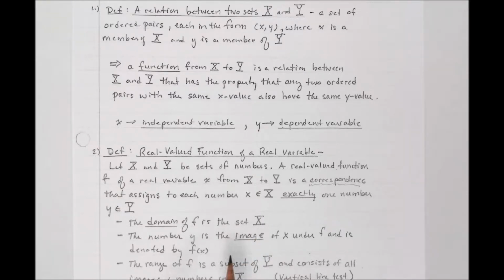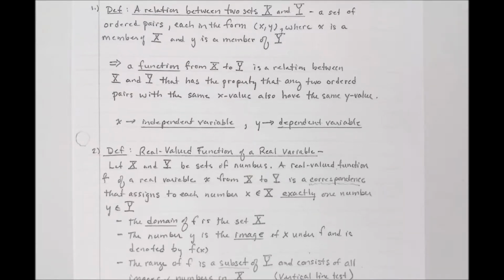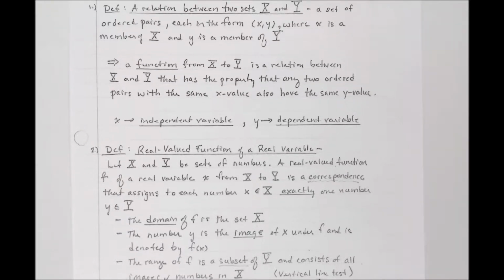However, set Y is not the range necessarily. It may be just a subset or part of the range that consists of the values that correspond. A number y is an image of x under f if it is denoted f of x. So the range would consist of all the images of the numbers from set X, from the domain. So that's where we usually remember the vertical line test. That's where we would use the vertical line test here.